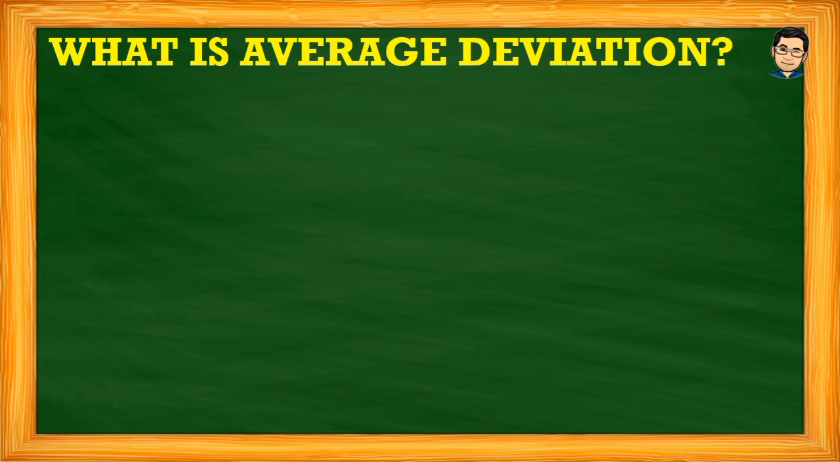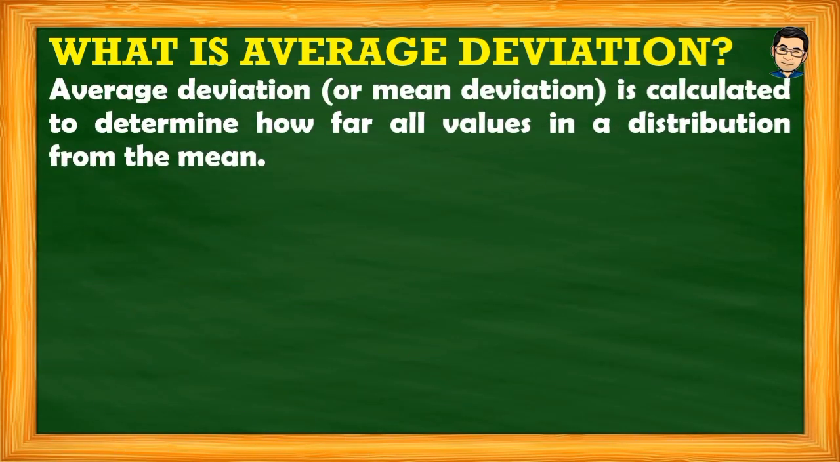So, what is average deviation? So, by the way, sa mga ibang modules, ibang mga textbooks, hindi siya average deviation. That is mean deviation. Average or mean, pareho lang po yan. Wala po silang pinagkaiba. So, average deviation or known as mean deviation is calculated to determine how far all values in a distribution from the mean. Okay, so since mean deviation ang pinag-uusapan natin, kinakailangan talaga nating i-compute yung average or yung mean. Kasi tinitignan natin kung gaano kalayo yung bawat score, yung individual score, dun sa mean, sa isang distribution.